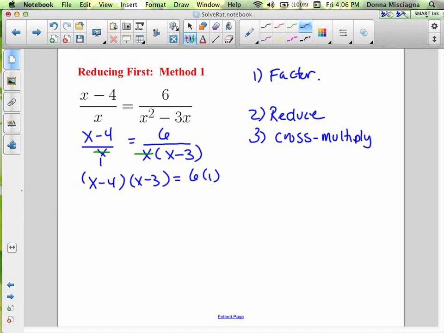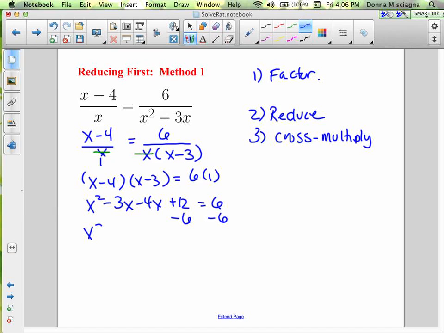Right, when we multiply, x times x is x squared. The outer terms, x times negative 3 is going to be negative 3x. The inner terms, negative 4 times x is negative 4x. And the last terms, negative 3 times negative 4 is positive 12. Or you can write that as a distribution. X times x minus 3, negative 4 times x minus 3 equals 6. Let's combine our like terms, and why don't we just subtract the 6 at the same time?